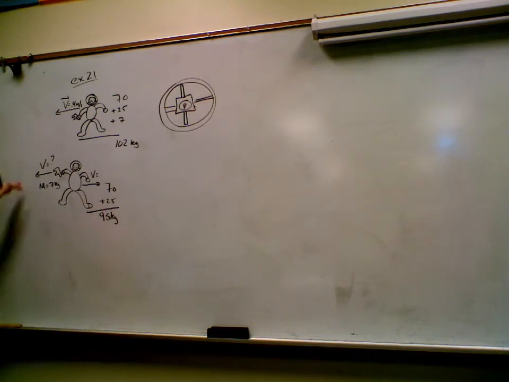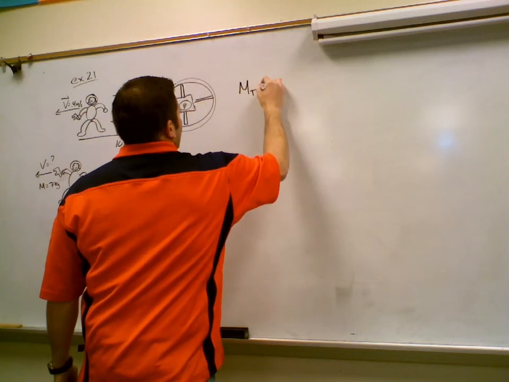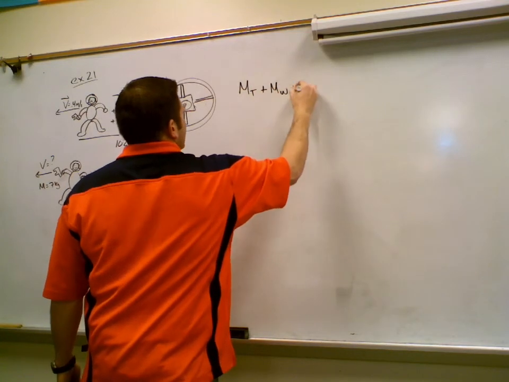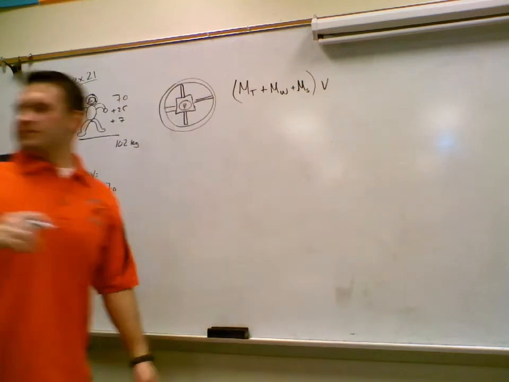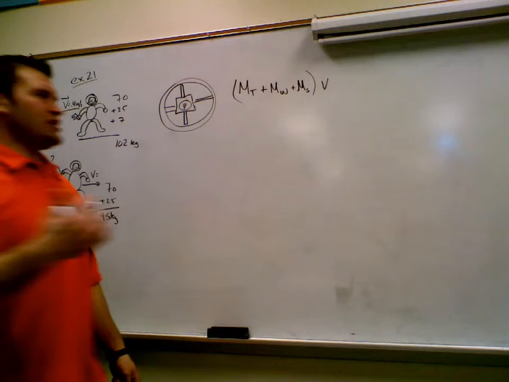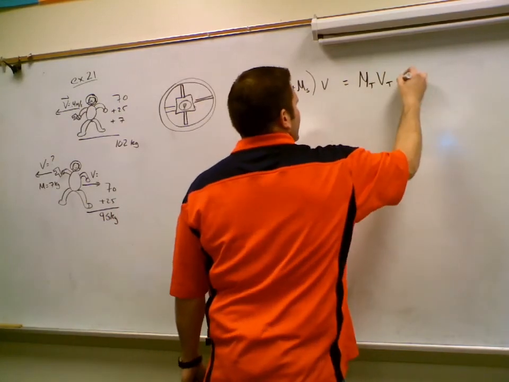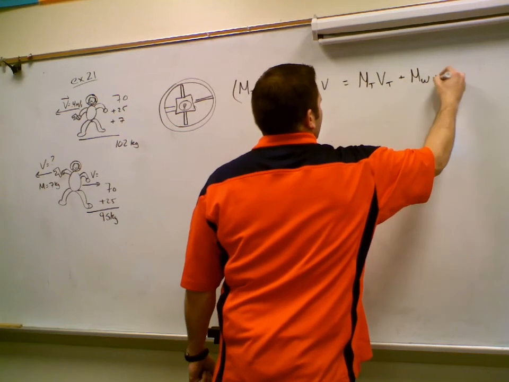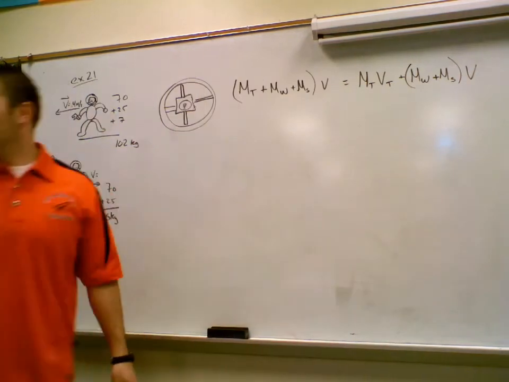She wants to save her life, so she throws the tool, right? Right. So this is a conservation of momentum problem. To start out, we have the mass of the tool plus the mass of the woman plus the mass of the spacesuit, times the velocity, equals mass of the tool times velocity of the tool plus mass of woman plus mass of spacesuit times hopefully her life-saving velocity.